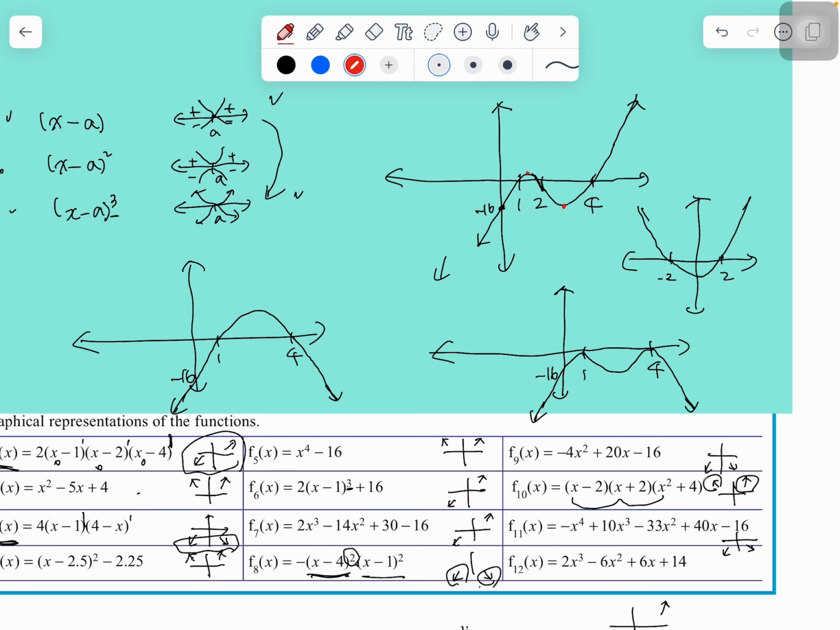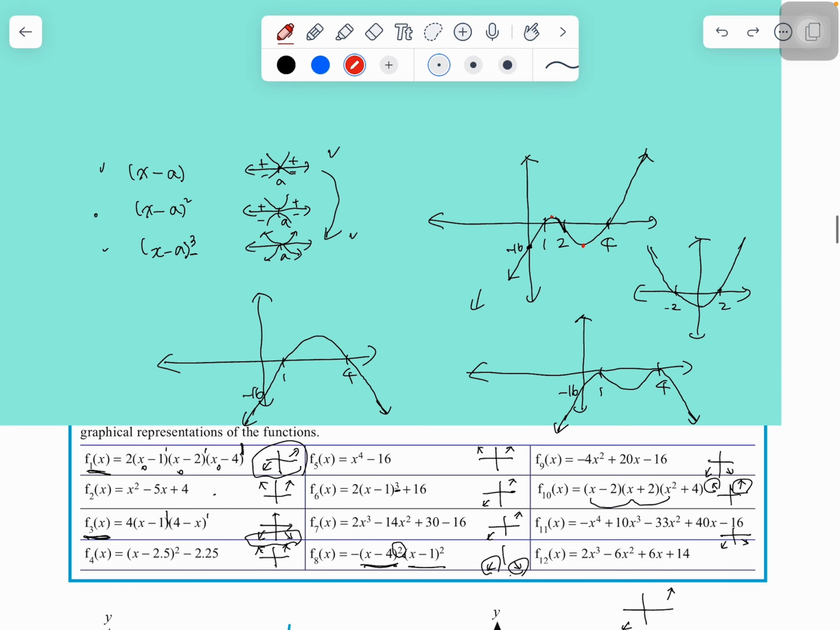Maybe it may look like the real graph. Maybe like this, or like this. But anyway, we don't know. We cannot just understand it from this factorized form. So this is what we can do at this moment.